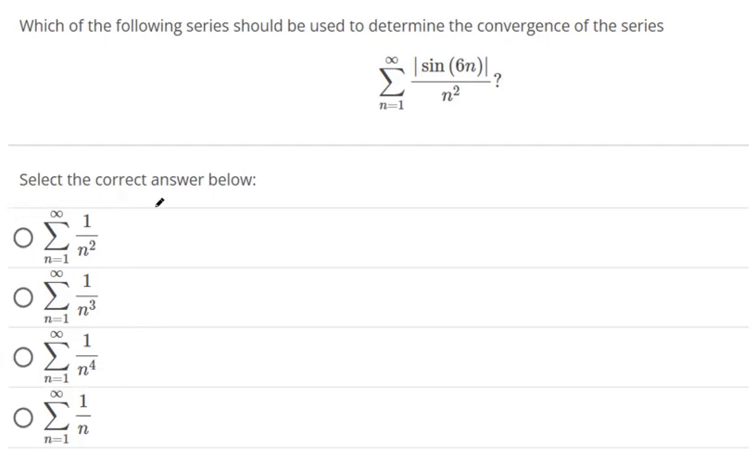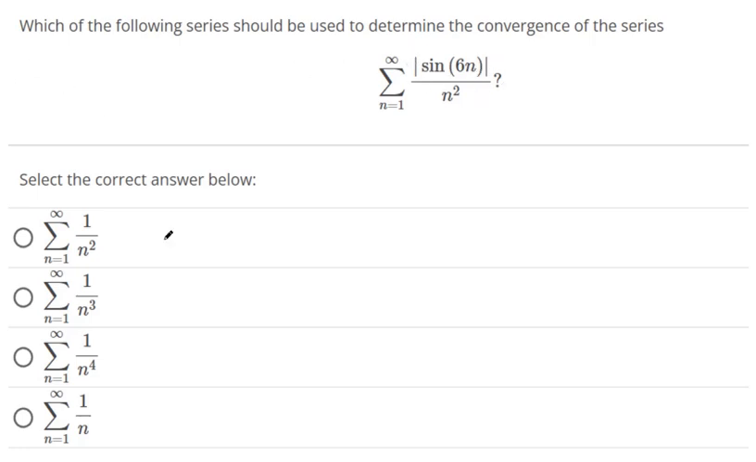Okay. And what helps us is that if we can say that this expression is always going to be less than one of these, and if this converges, then we know that this is going to converge as well. Okay. So let's see. Sine of 6n.